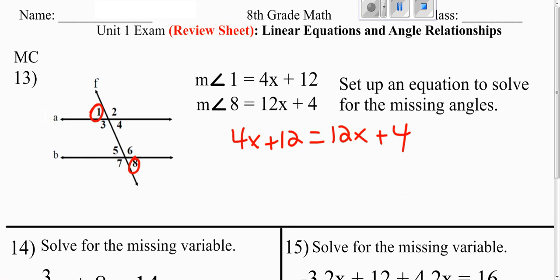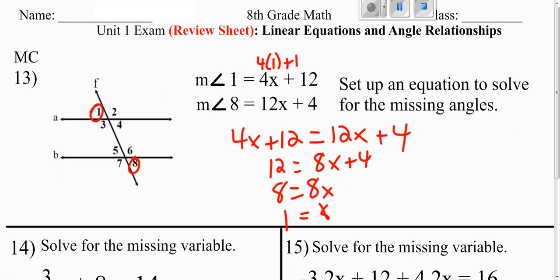If I want to actually solve, I minus 4x from both sides. 12 equals 8x plus 4. Minus 4 from both sides. 8 equals 8x. Divide both sides by 8. X equals 1. That's not the angle. That's just what x equals. To find the angle, you have to substitute it into the expression. So 4 times 1 plus 12 equals 16 degrees. 12 times 1 plus 4 equals 16 degrees.